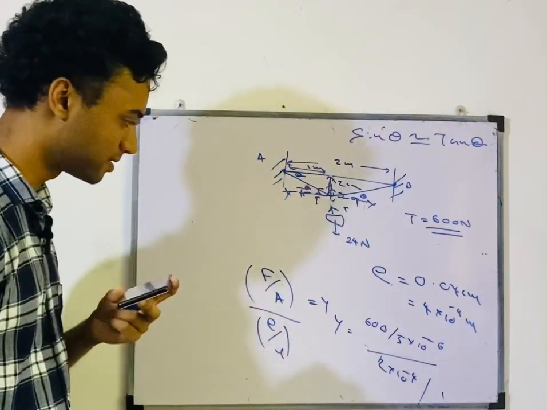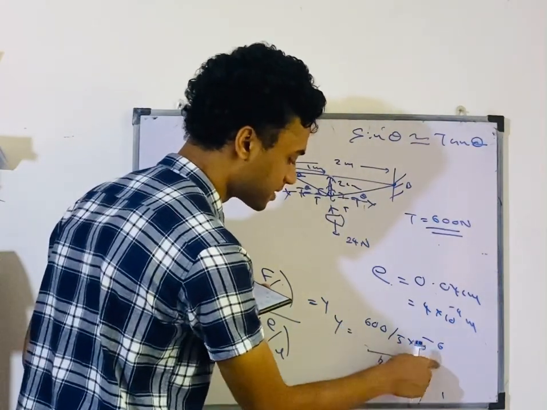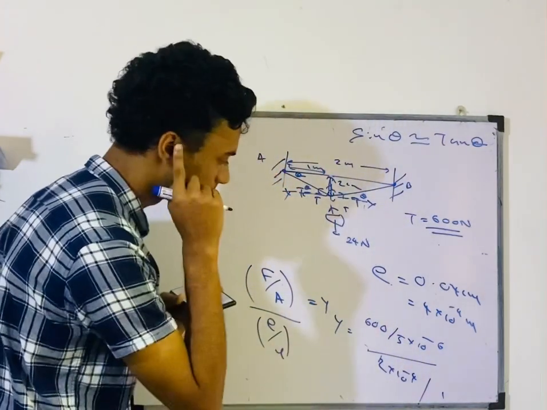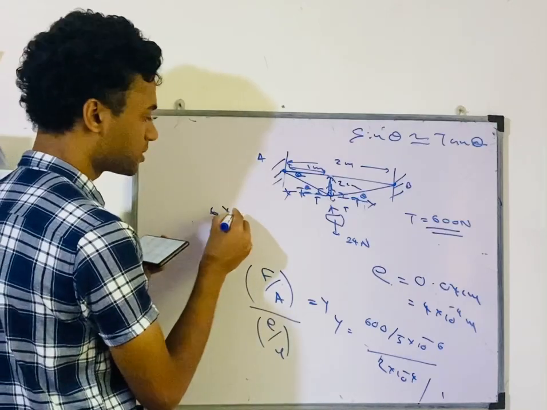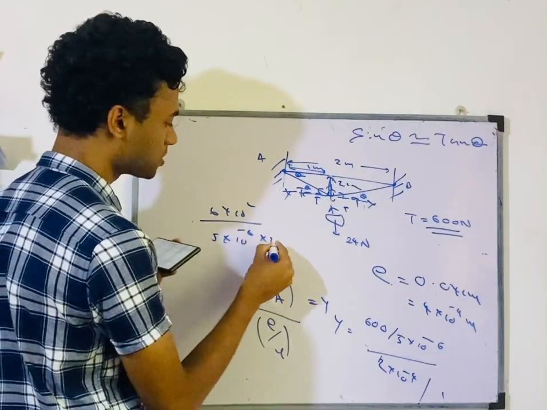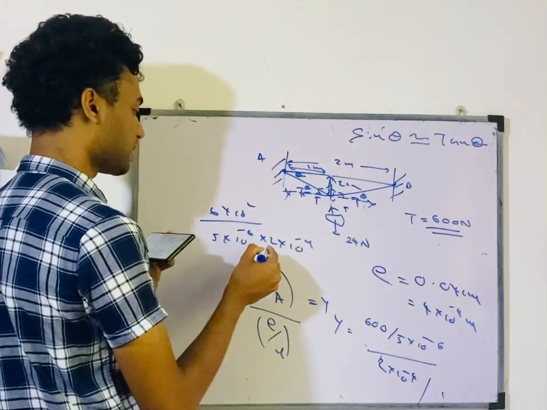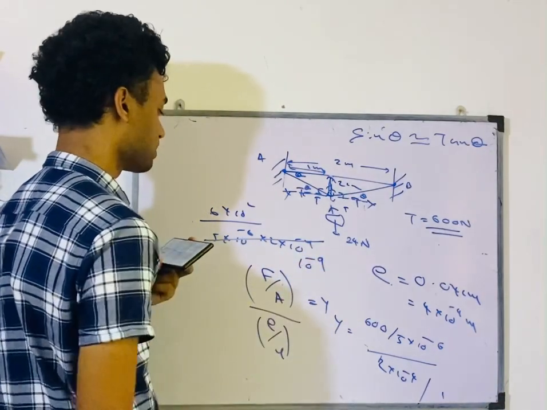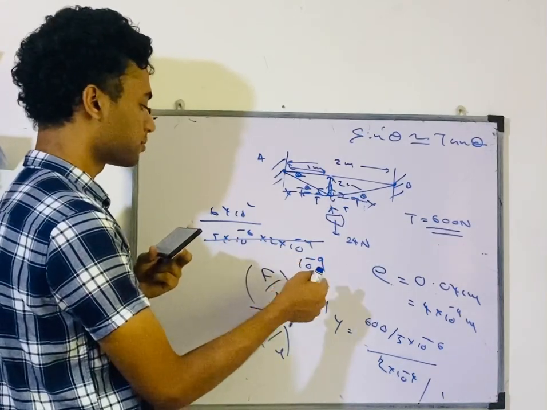So let's simplify and see. Then I get 600 divided by 5 times 10 to the minus 6. I can take this down, right? Then I get 6 times 10 to the power 2 divided by 5 times 10 to the minus 6 times 2 times 10 to the minus 4. This becomes 5 times 2 is 10. Then here I get 10 to the minus 9, because 10 times 10 to the power minus 10 is 10 to the power minus 9.